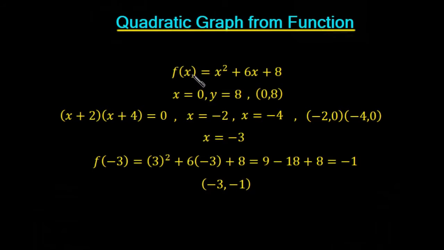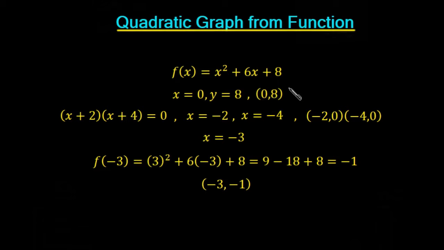So given the function f of x equals x squared plus 6x plus 8, we have to draw that function out. So let's see what happens whenever x is equal to 0. When x is equal to 0, that's where it's going to cross the y-axis. So when x is equal to 0, we'll put 0 in for this here. We'll get 0, 0, so y would have to be 8. So it's going to cross the y-axis at point 0, 8.